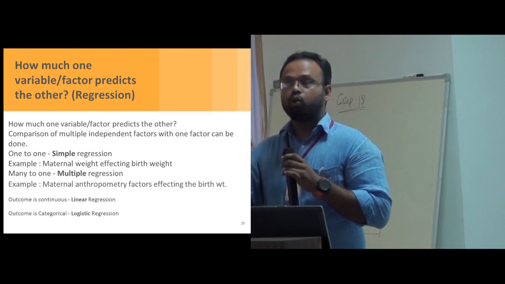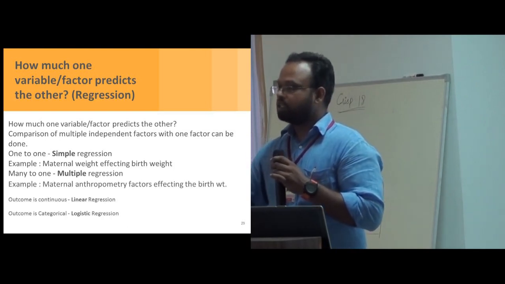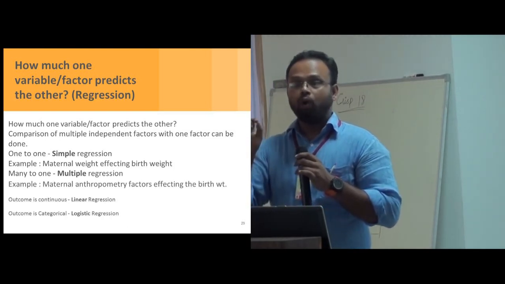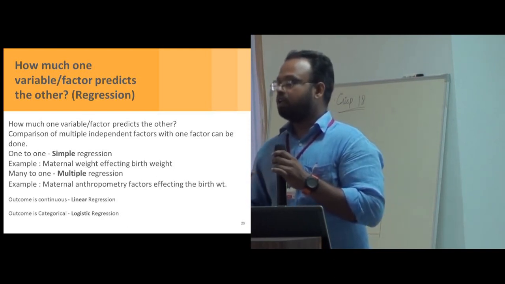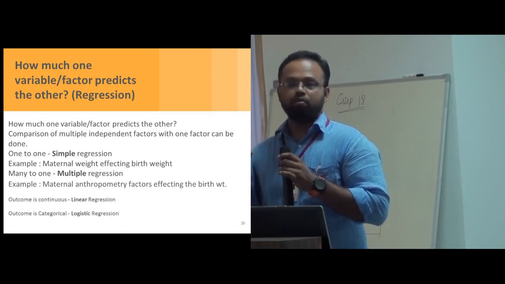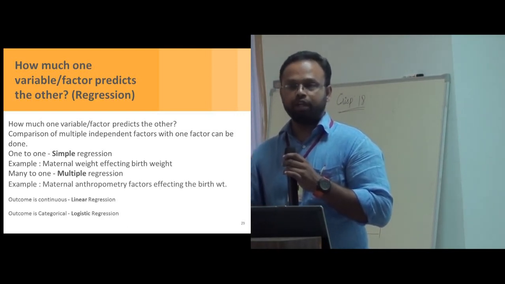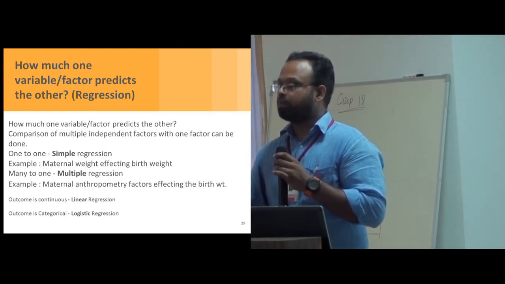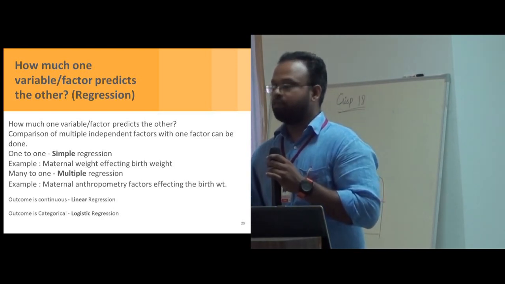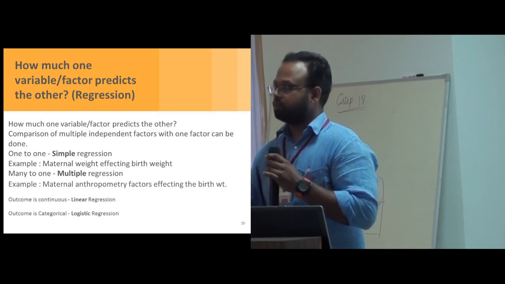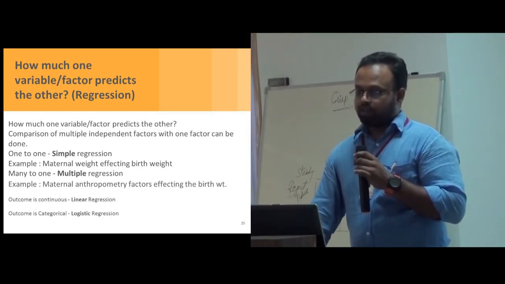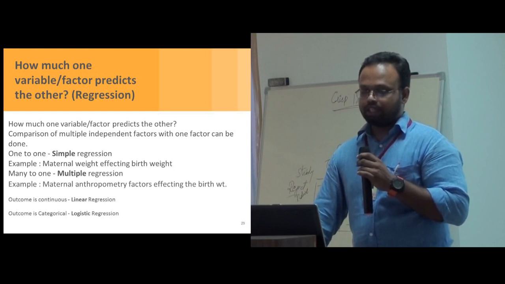In the same way he will ask. To answer this question, we use a test called regression. How much one variable predicts the other variable. I can tell that with every 1 kilogram decrease in weight, there will be a 1 milligram systolic blood pressure reduction. I will get this finding through regression. How much one variable predicts the other, that is called regression.